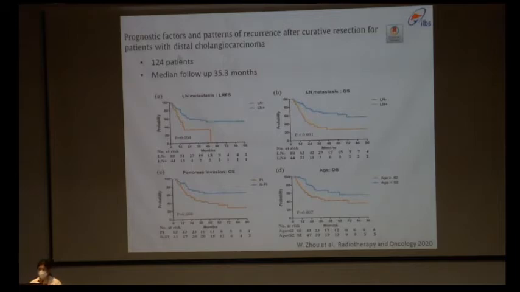In case of distal cholangiocarcinoma, the most common site of recurrence is locoregional lymph node metastasis, and therefore this study has also found that if there is lymph node metastasis, the probability of recurrence is very high, and recurrence-free survival and overall survival are poor in patients with lymph node mets. Overall survival is decreased in the patient with pancreas invasion and age more than 62 years.